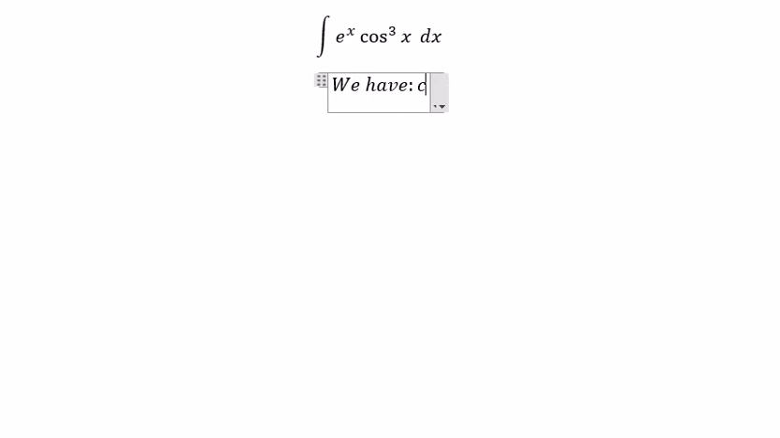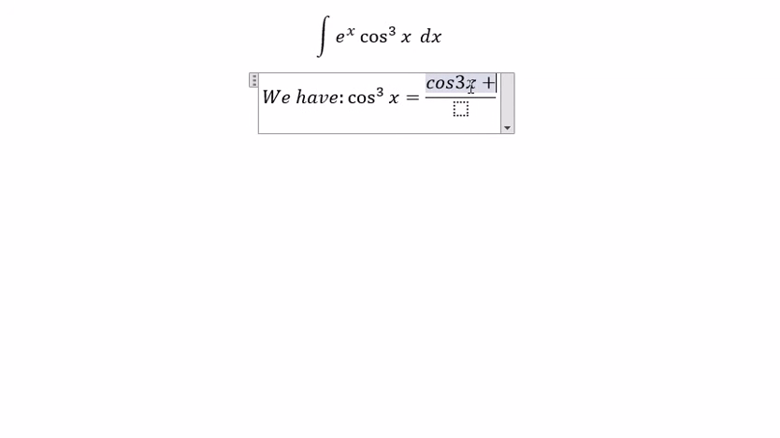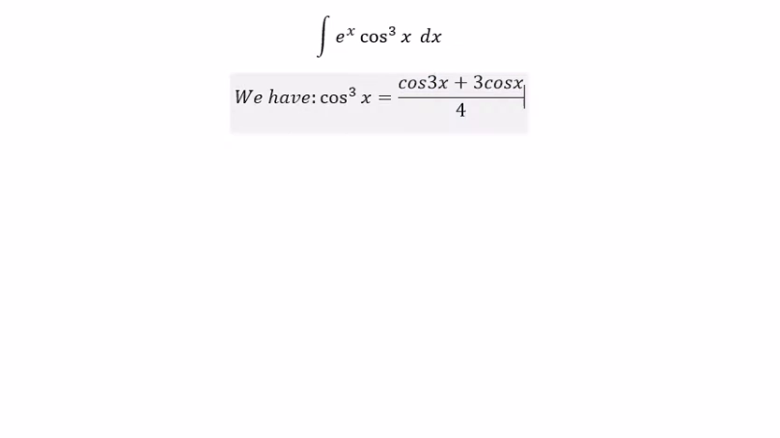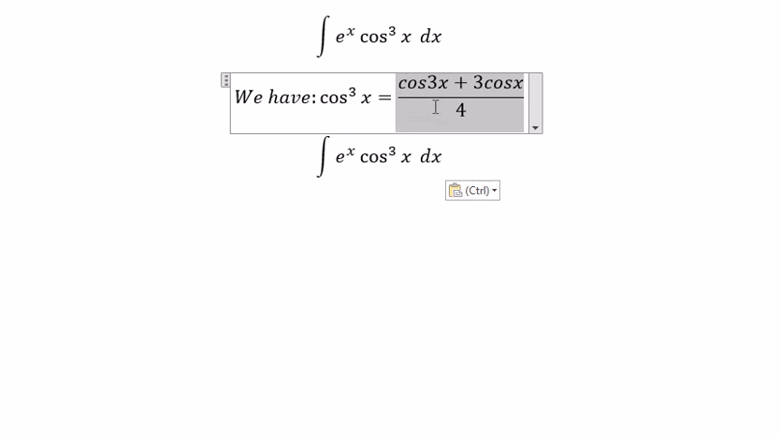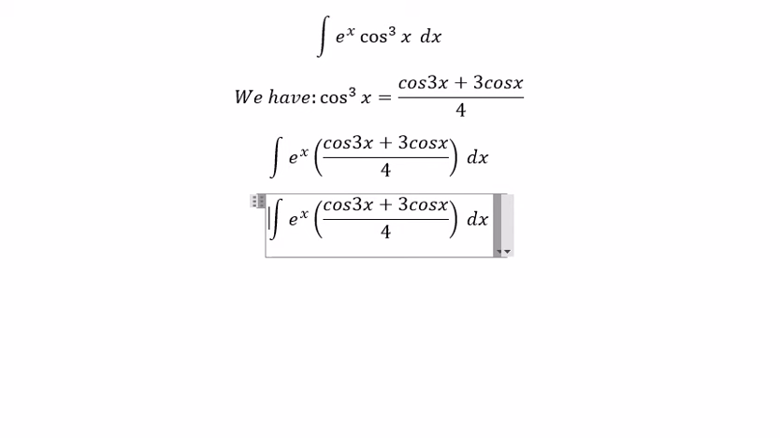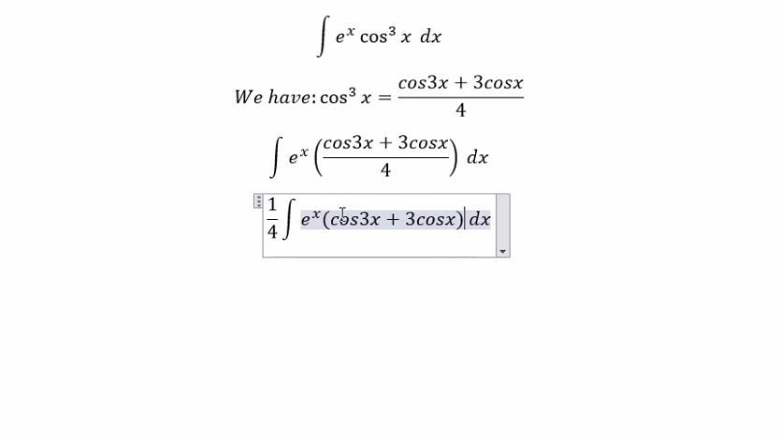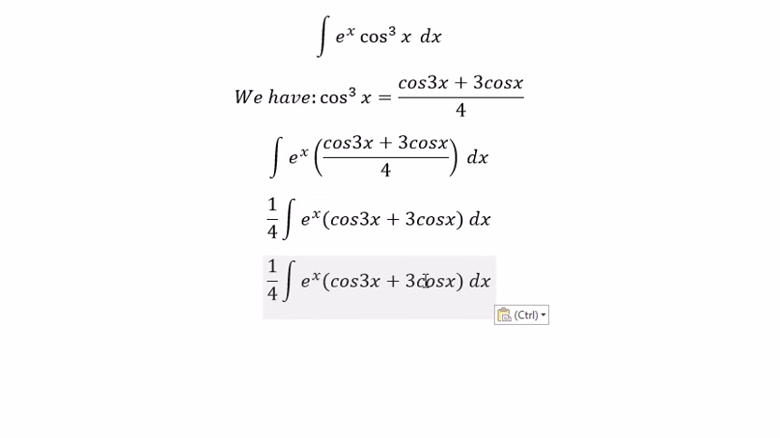We have cosine x to the power of 3 equals to cosine 3x plus 3 cosine x over 4. So we put this one in here. Next we put number 4 outside. So we got cosine 3x plus 3 cosine x. This one multiplies with cosine 3x and 3 cosine x.